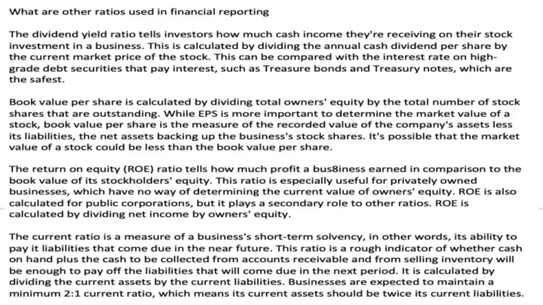Book value per share is calculated by dividing total owner's equity by the total number of stock shares that are outstanding. While EPS is more important to determine the market value of a stock, book value per share is the measure of the recorded value of the company's assets less its liabilities, the net assets backing up the business's stock shares. It's possible that the market value of a stock could be less than the book value per share.